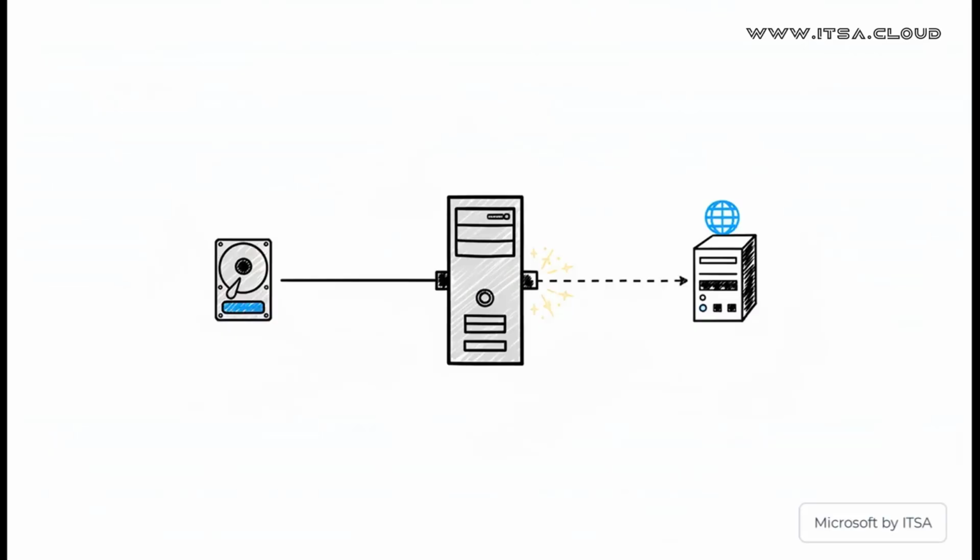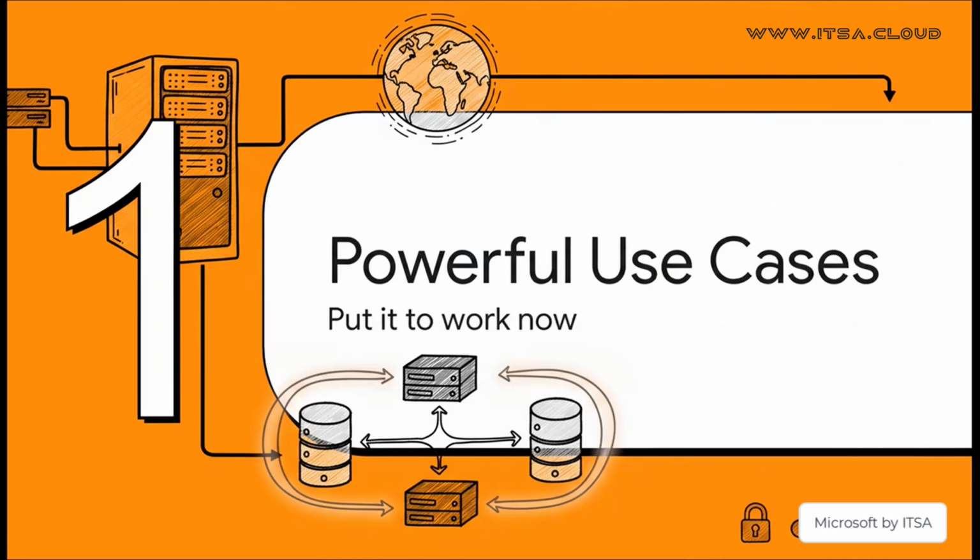And here's where the magic happens. To any other computer on the network that connects to it, this storage looks and feels exactly like a local hard drive. Seriously, you can format it, you can partition it, you can install an OS on it, just as if it were physically plugged right into the machine. It's wild. Okay, so we know what it is, but what can you actually do with this thing? Let's dive into some seriously powerful, real-world examples of how you can put this to work.